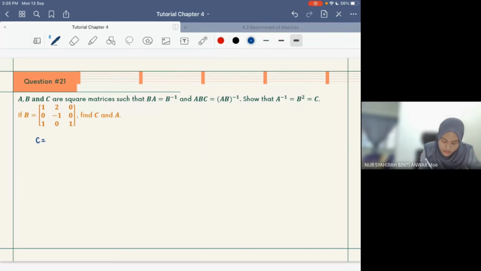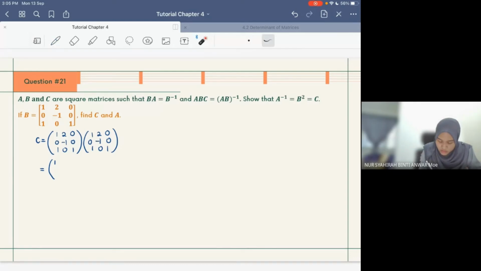C will equal B square: 1, 2, 0, 0, negative 1, 0, 1, 0, 1 and 1, 2, 0, 0, negative 1, 0, 1, 0, 1. And then do the operation. So 1 times 1, 1, 2 times 0, 0, 0 times 0, 0. Then below this, 0 times 0, 0 times 1, 0. Here also 0, here 0. Oh, all 0? Okay.